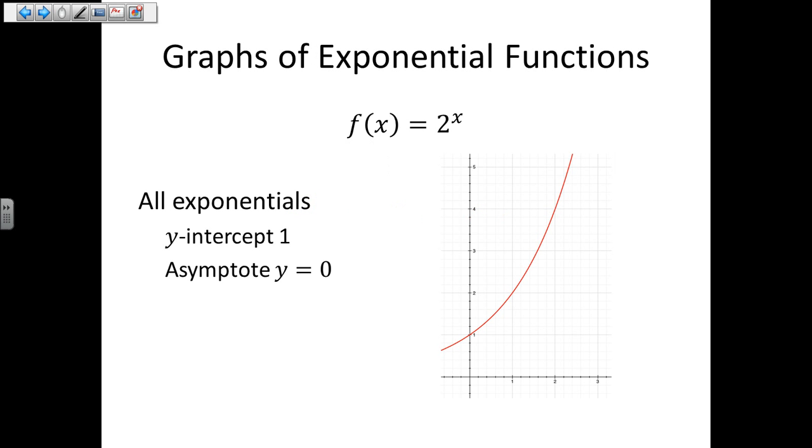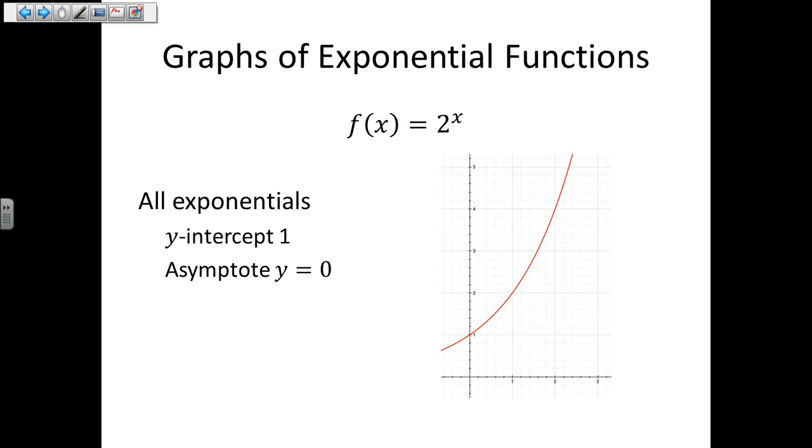Looking at the graph for an exponential function, I went ahead and graphed f of x equals 2 to the x. We see that it's a curve that goes up. Now this is not half of a parabola or anything like that. It's a curve that starts down by the x-axis and goes through the y-axis at 1 and goes up from there. Now, all exponentials have a y-intercept of 1.